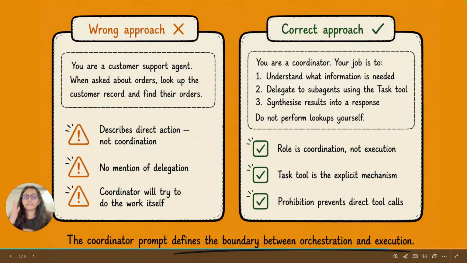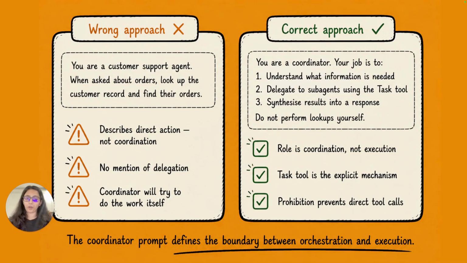Now, one thing that trips up developers writing coordinator prompts for the first time is this. Look at both approaches on the screen. One for a coordinator, one accidentally written as if the coordinator is a subagent. So the left side is the wrong approach. The coordinator prompt describes the coordinator as if it should do the work itself. You are a customer support agent. When asked about orders, look up the customer record and find their orders. This is a single agent prompt. A coordinator given this prompt will try to call get customer and lookup order directly, even if those tools aren't available to it, or even if they're supposed to be the subagent's responsibility.